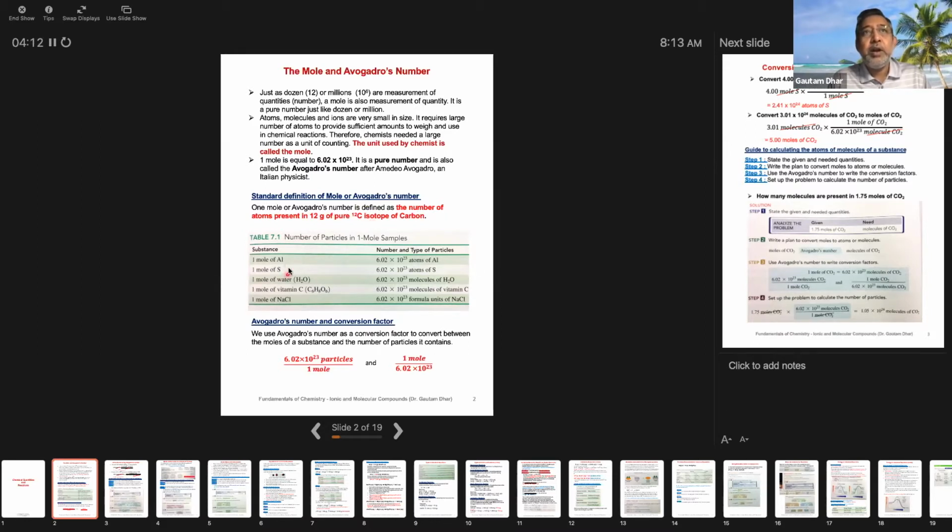And that is true for all elements and molecules that you see here. If I take 1 mole of aluminum, that is equal to this many atoms of aluminum. If I take 1 mole of sulfur, that means this many atoms of sulfur, 6.02 times 10 to the power 23. If I take 1 mole of water, that will be this many molecules of water.